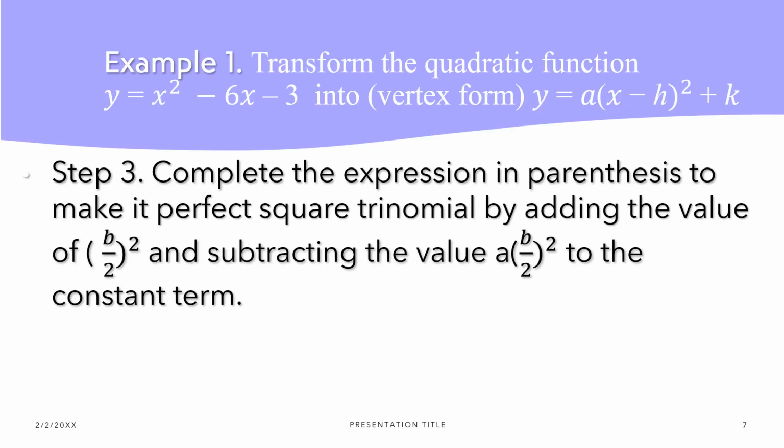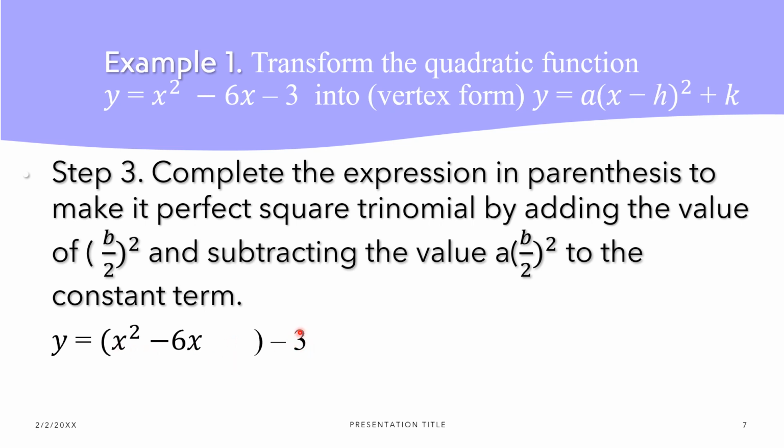Step 3. Complete the expression in parentheses to make it perfect square trinomial by adding the value of b over 2 squared and subtracting the value of the product of a and the square of b over 2 to the constant term. So sa madaling sabi po, ito po yung nakuha natin sa step 2, mag-a-add po tayo dito ng square of b over 2 para po maging perfect square trinomial dito siya.